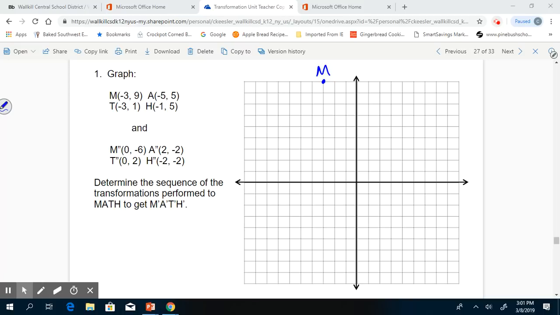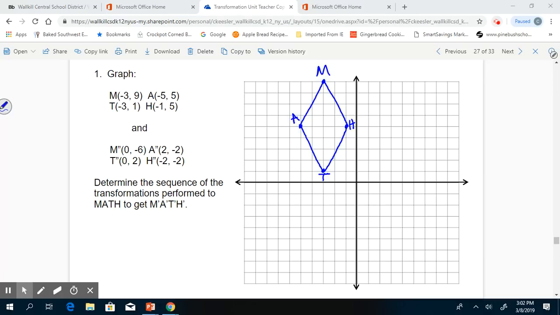Then -5, 5, so left 5 and up 5, and label that A. T is -3, 1, so left 3 and up 1. And last H is -1, 5, so left 1 and up 5. And we get a rhombus. Use your straight edge and connect the sides, M to A to T, T to H, and H back to M.